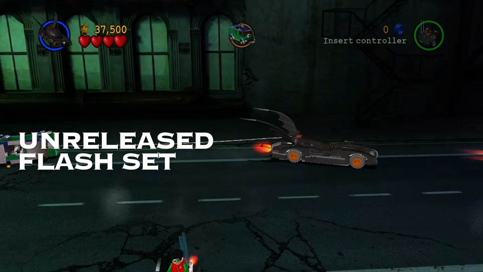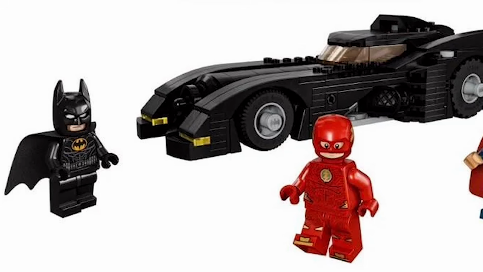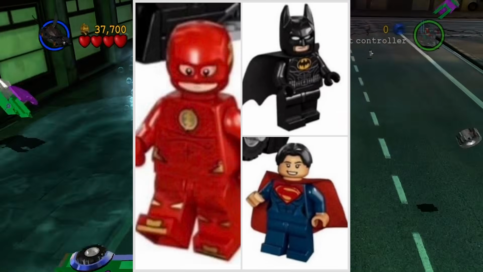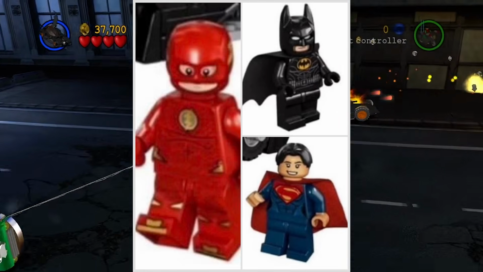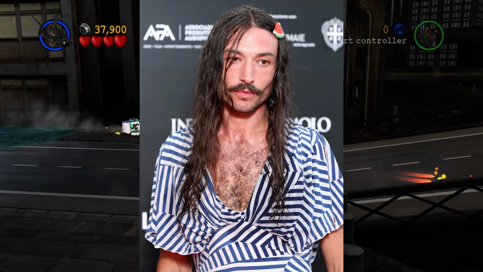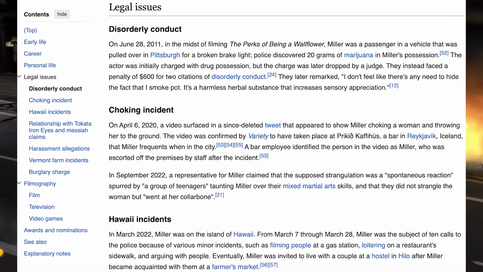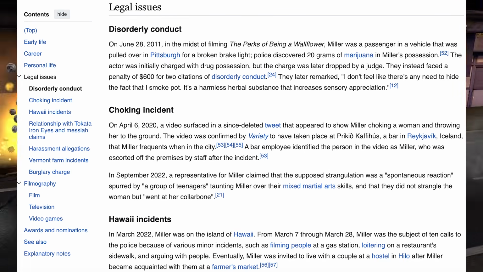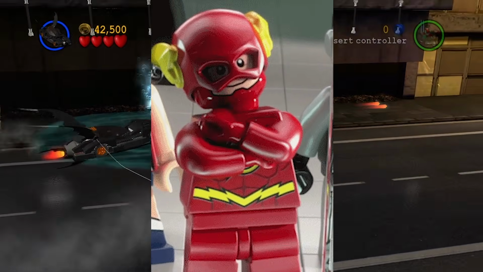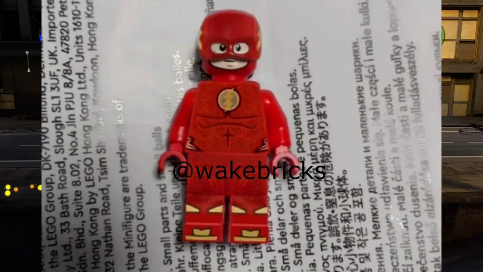Unreleased Flash set. When the Flash movie was released, LEGO was planning on making a Batmobile set which would have included Ezra Miller's Flash, Michael Keaton's Batman, and Supergirl. However, this set would end up being canceled, and many suspect the controversy surrounding Ezra Miller could have been the reason for that. Honestly, I can't even remember what the controversy was. When I went to his Wikipedia page, there were several different controversies, which is not good. But anyway, it wasn't until about a year or so after the movie's release that these preliminary images of the set were leaked.